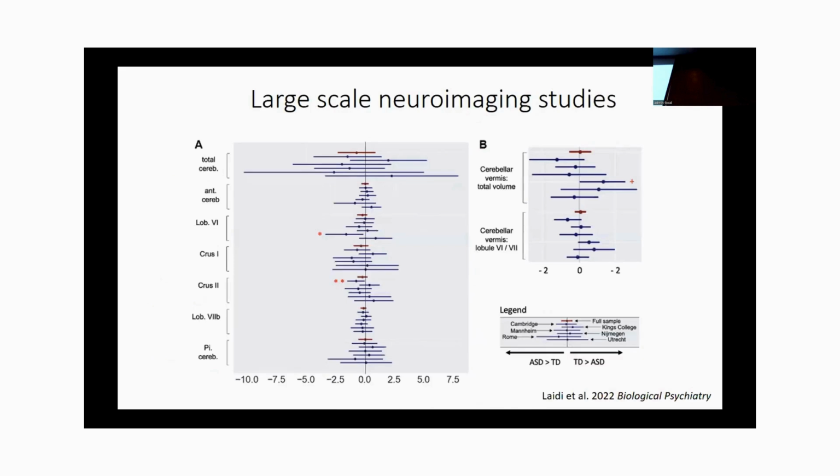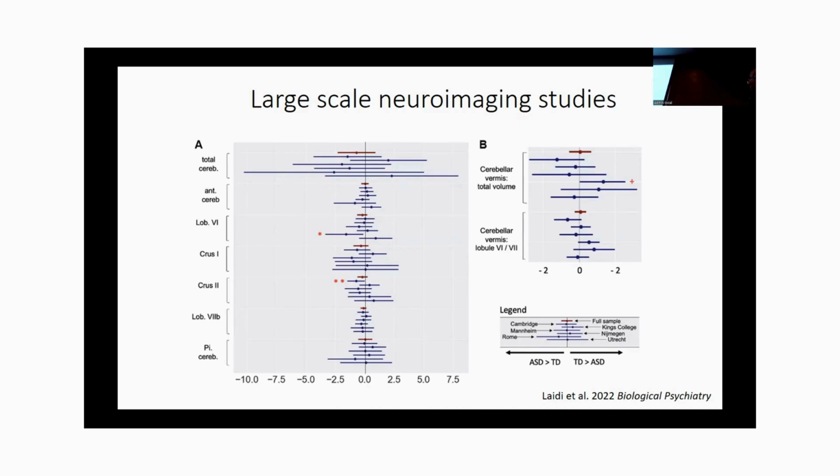What we found working in the EU-AIMS study, which is a large study of individuals with autism, is that when you take the average, you're not seeing any difference. It's possible that at some sites of inclusion you see marginally significant effects, but those effects are very, very small and not really reproducible. If you change the parcellation method you're using, the results are not there anymore.